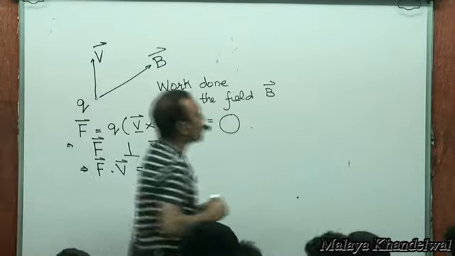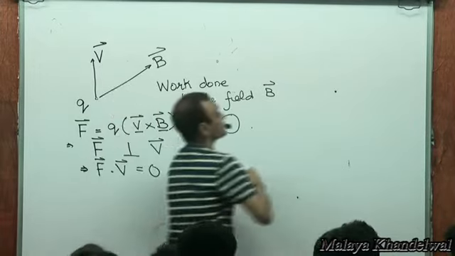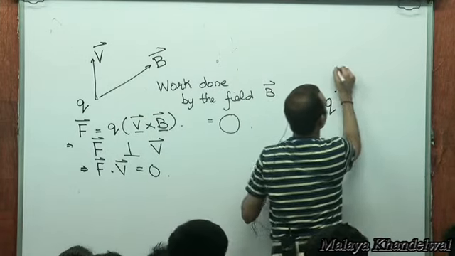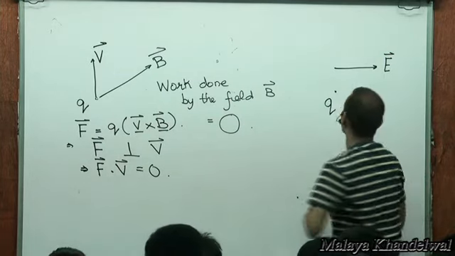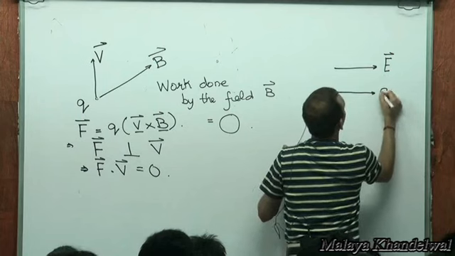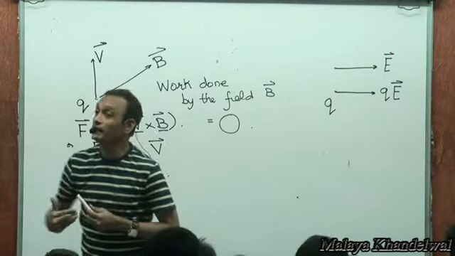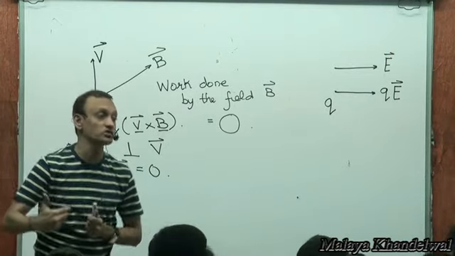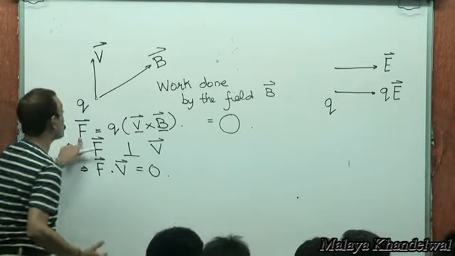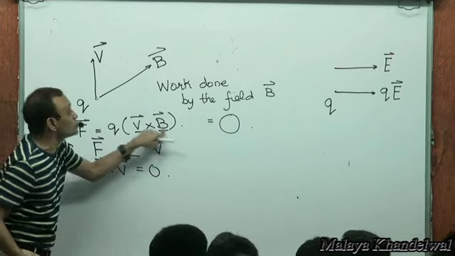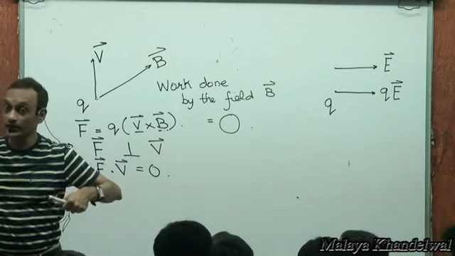One small distinction between a magnetic field and an electric field. If there is a charge Q and it's exposed to an electric field E, it will experience a force in the direction of E if Q is positive, and opposite to E if Q is negative, right? But in this case, the force because of a magnetic field is not in the same direction as B. It will be perpendicular to B, right?